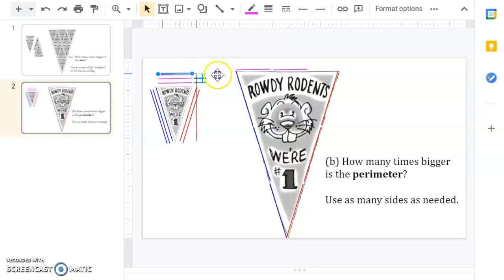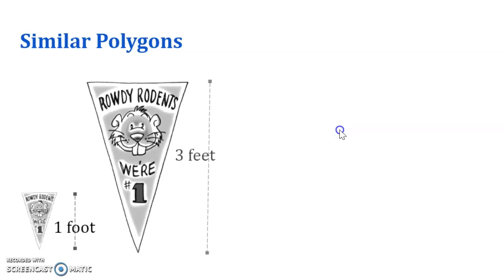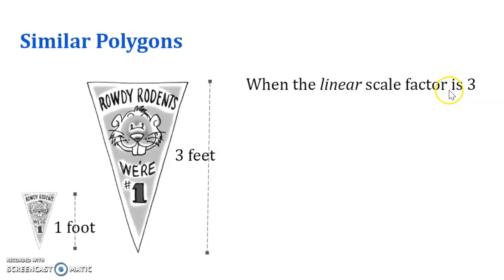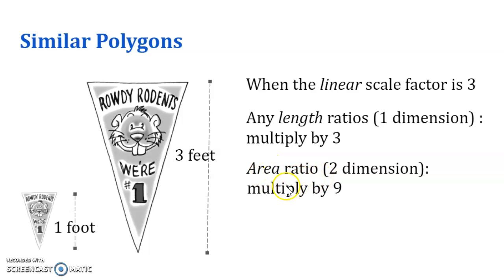Whatever the scale factor is, the area will increase by scale factor squared, while the perimeter will increase by the linear scale factor. When the linear scale factor is 3, any length ratio, so perimeter, is going to be increasing by a factor of 3, and the area will increase by not 3, but 3 squared, because you're multiplying 2 different lengths to get the area. So it's going to be 3 squared, which is 9, and this is true for any shape.